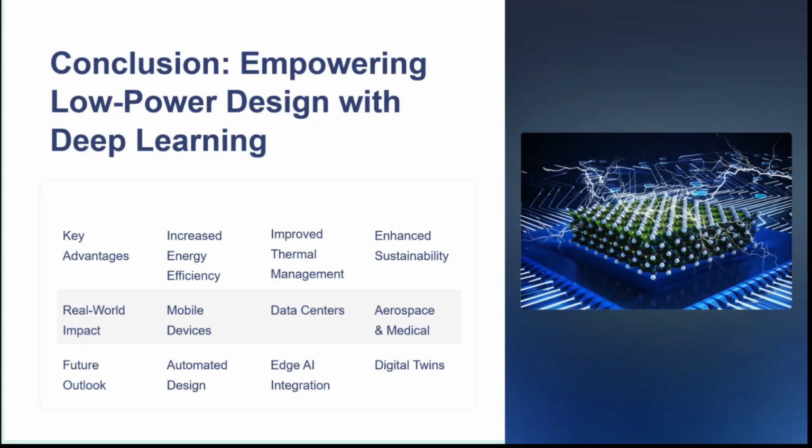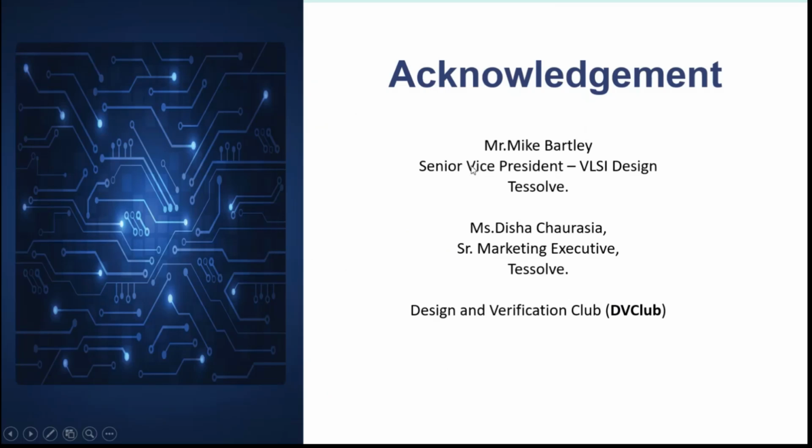Next. So coming into conclusions, empowering low power design with deep learning. The key advantages are increased energy efficiency, improved thermal management, and enhanced sustainability. So how are these going to have real world impact? First and foremost, mobile devices and wearable devices, data centers, aerospace and medical. Coming into future outlook: automated design, AGI, and digital twins. So thank you very much.